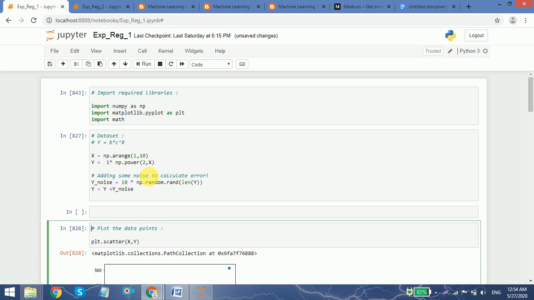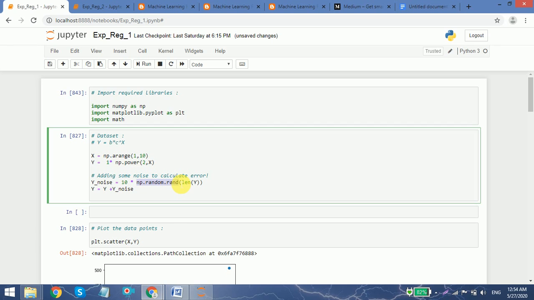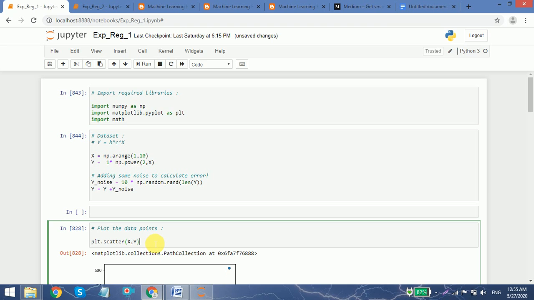If you don't add this noise, it is fine, but here we don't already have our data set like we have in a CSV file. So to make our data look more realistic, I'm going to add some noise to it. I'm going to use the np.random.rand function, where the length of y is the number of points to be generated, and add it to our y function, so our y value will be noisy. I'm going to show you.